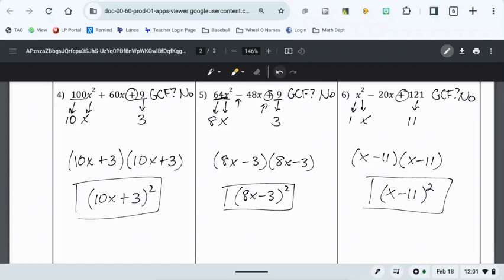And then same deal with number 6. First term is a perfect square. Last term is a perfect square. We have a plus sign there. And then we're going to take our first sign when we write our factored binomials.